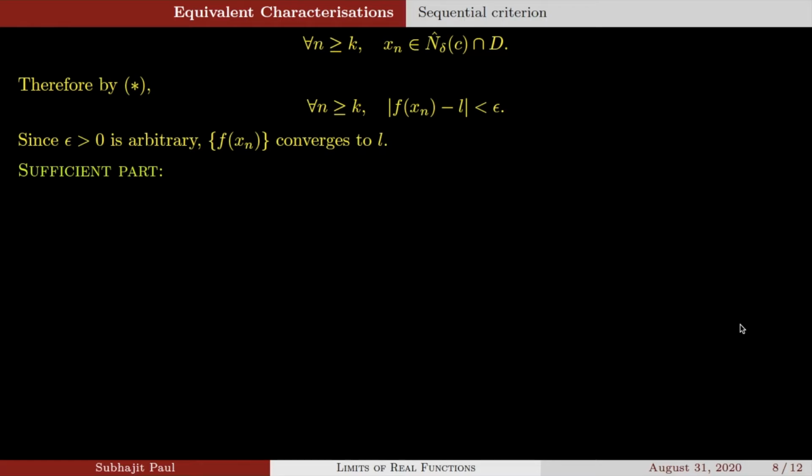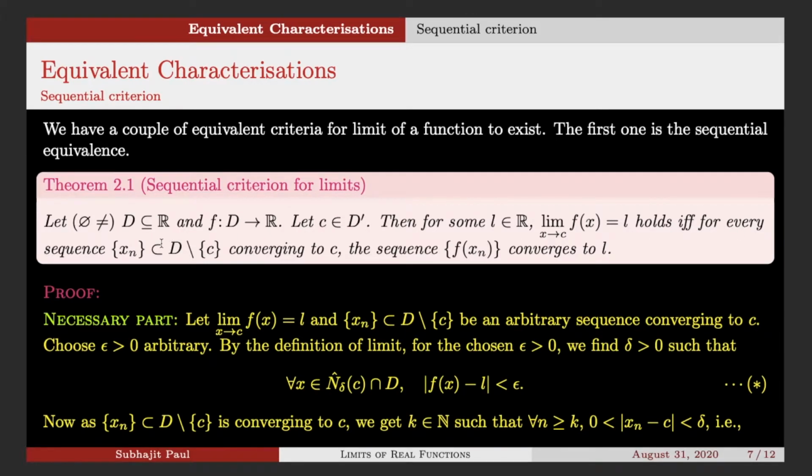Next up, we have the sufficient part. That is, provided every sequence, and every sequence is important, every sequence converging to C, the sequence f(xn) converges to the same real number L, then f(x) equal to the limit of f(x) as x tends to C is L. Okay, understand this carefully. For every sequence xn in D minus C converging to C, the sequence f(xn) converges to the same real number L.